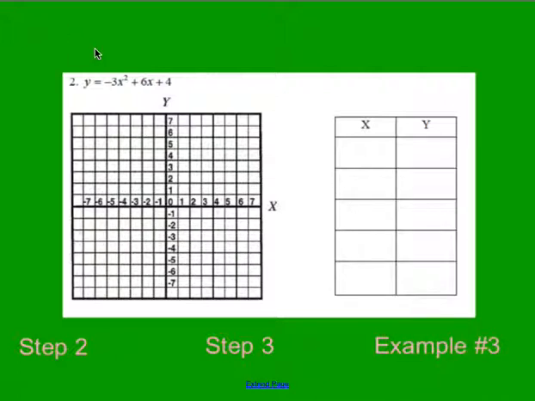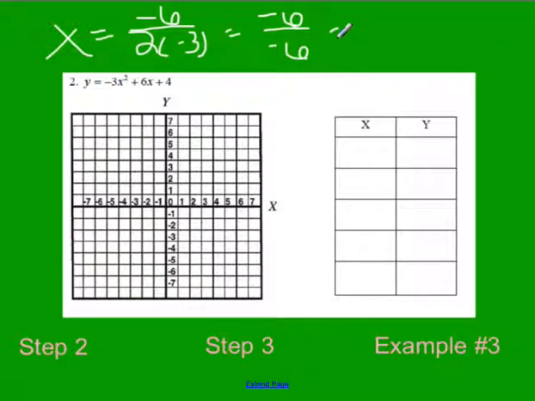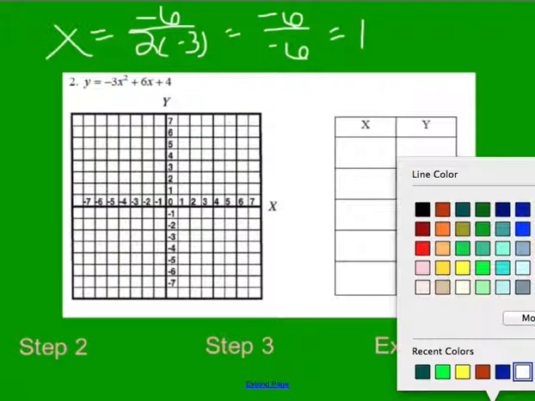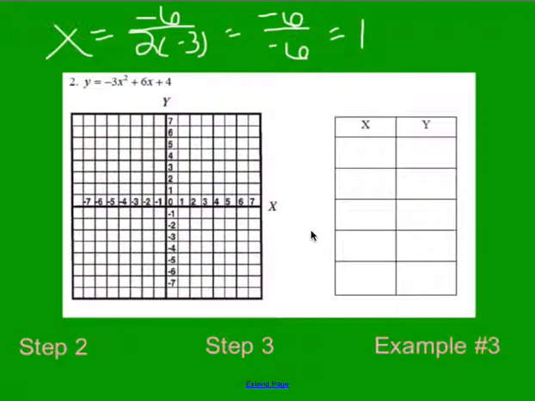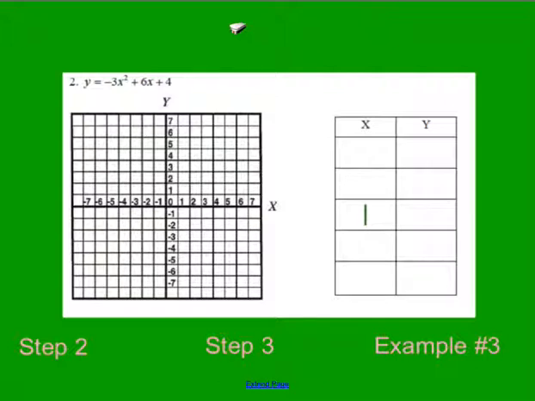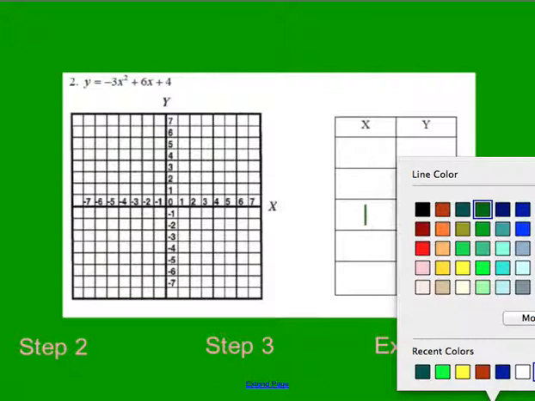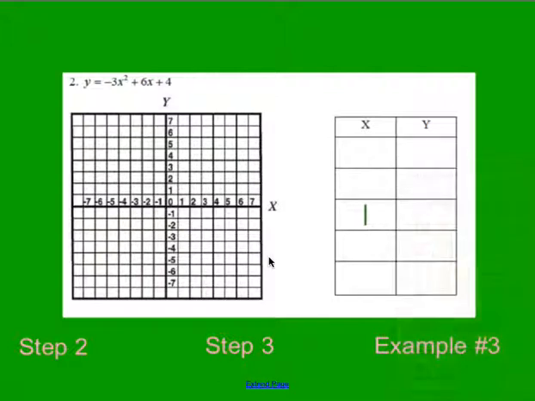To calculate out the vertex, we're going to do opposite of b over 2 times a. So then you're going to get opposite of b over 2 times -3, which is -6, and you get 1. So the x-coordinate of my vertex is going to be 1. Well, now I need to get the y-coordinate of my vertex. To get the y-coordinate, I am going to plug in 1 for each of those x's.